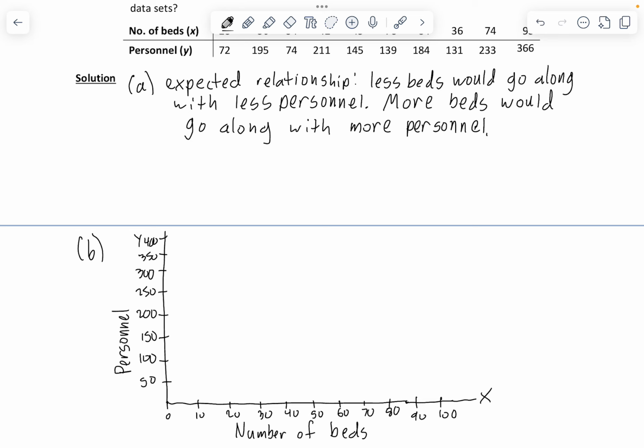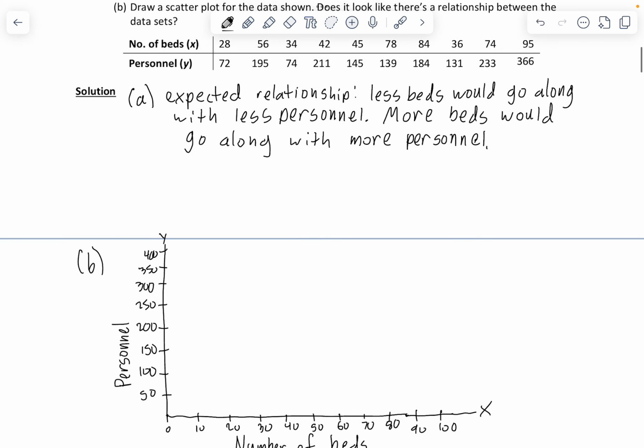There we go. Let's move my Y and put it up there. There's my setup. Now that I have my axes set up, what I need to do is actually graph the data. So I'm going to treat each X and Y value as an ordered pair. My first ordered pair has an X value of 28 and a Y value of 72.